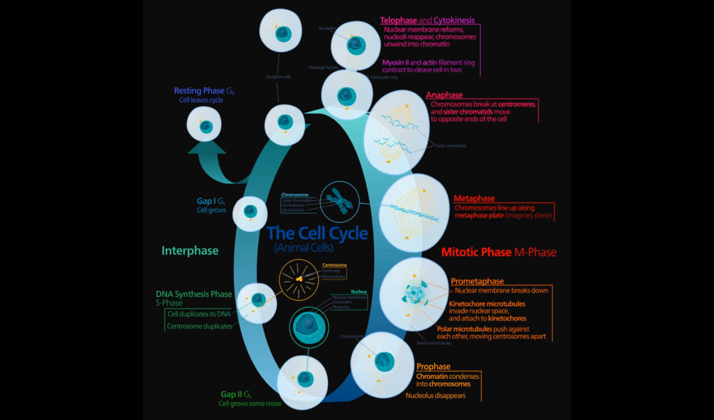In mammal cells, the process of mitosis only takes about an hour, which is rather short compared to the other three phases. In that hour, the cells go through 6 stages. The stages in order are prophase, prometaphase, metaphase, anaphase, telophase, and cytokinesis.